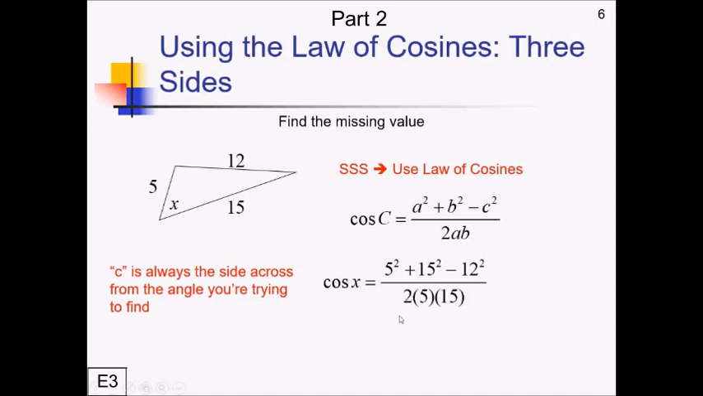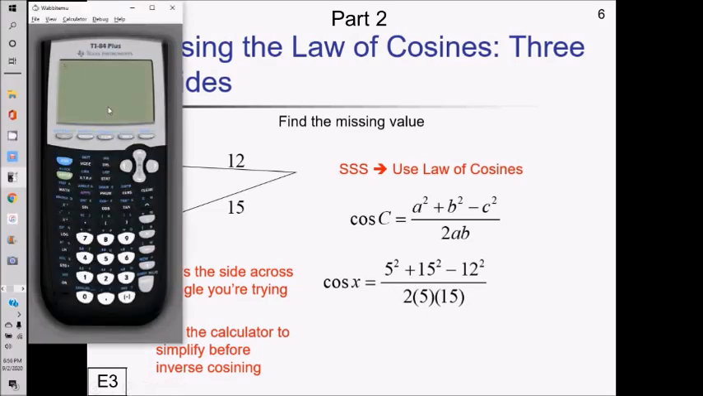Now, just like with the other version of this law, I very highly recommend you just use the calculator to do any simplifying you're going to do on the right side before you take the inverse cosine of both sides and actually get the angle. So let me go to the calculator and plug all that in. One thing you might find helpful is using alpha y equals and then picking that n over d to get your fancy fraction here. So we've got 5 squared plus 15 squared minus 12 squared. And then that's all going to be over 2 times 5 times 15.